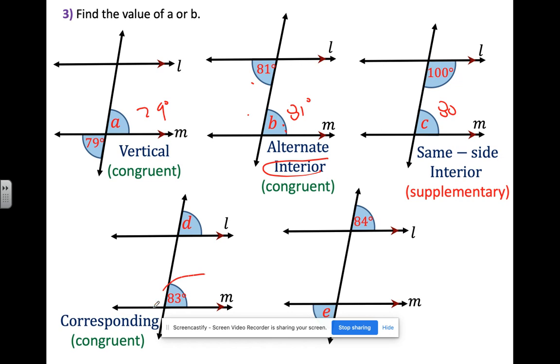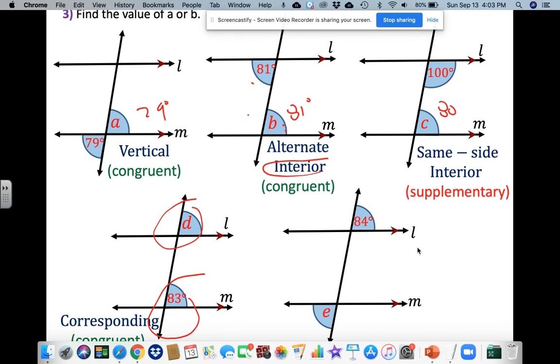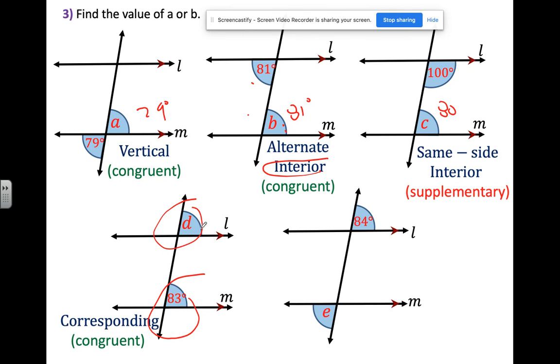We have to compare the bottom four with the top four. If they occupy the same position, they're called corresponding angles. Last but not least, these are exterior angles because they're on the outside, and they're alternate because they're on different sides of my transversal, and they're congruent. So in this case, angle E is 84. In this case, angle D is 83.